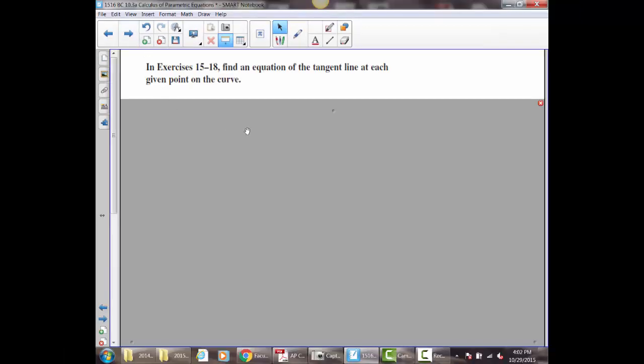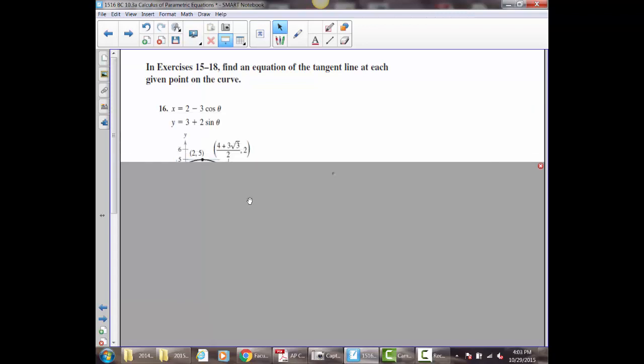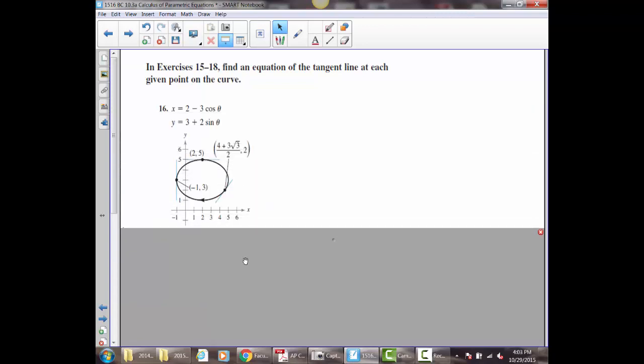Problems 15 through 18: find an equation of the tangent line at each given point on the curve. So here's an example of what they'll give you. They'll give you a diagram. Now, a lot of you are able to look at this line and go, oh, that's a horizontal line, that's a vertical line, but not so easy to know what the equation of that line is. So that's going to be a more interesting line for us to find.